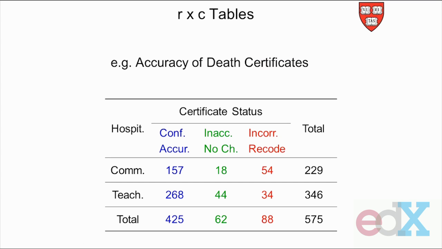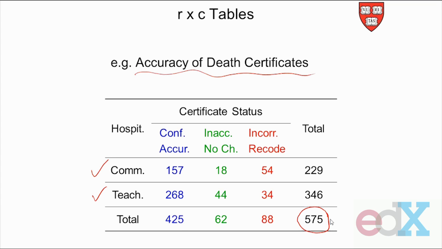Here's another example. What this example is, another question that often comes up: how accurate are death certificates? So this study looked at 575 death certificates, and the row classification is whether the hospital that completed the death certificate was a community hospital or a teaching hospital. I believe this was in the state of Connecticut.